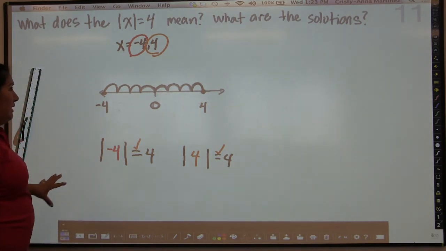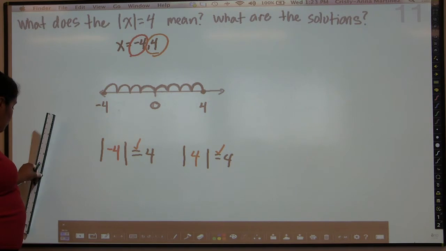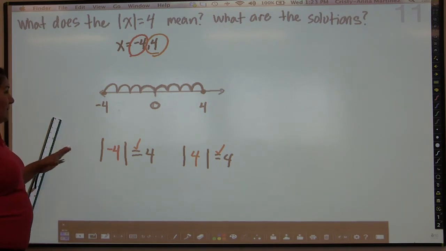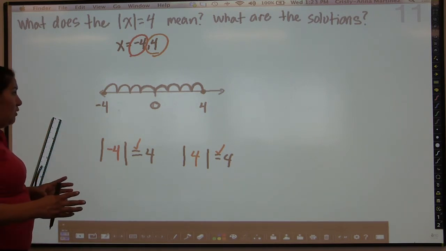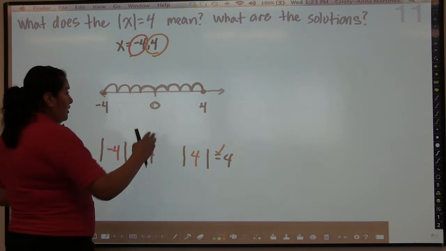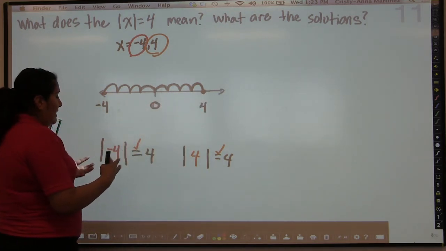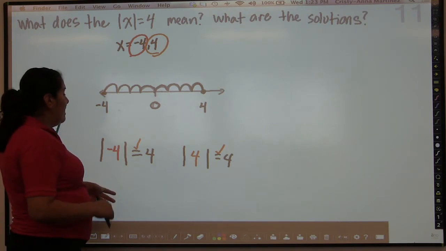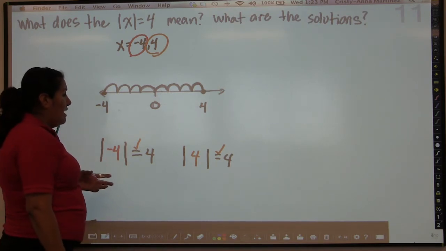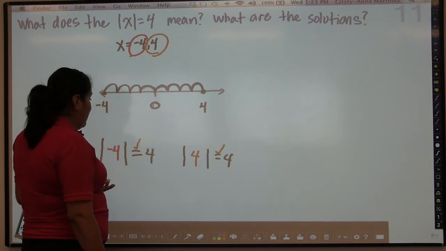So this is where we get our basis for how we solve absolute value. Basically, we realize that when you're talking about the distance from 0, there's two directions you could go. You could go to the right or to the left, and you would find potential solutions. In our case, we found two solutions, and they were negative 4 and positive 4. A positive answer and a negative answer.